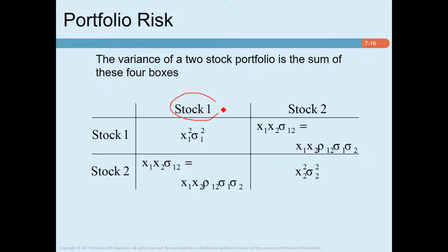Let's say we have two stocks, stock 1 and stock 2. The first component is weight square of asset 1 and variance of asset 1. You know, the weight means the proportion of your investment in asset 1. The fourth component is weight square of asset 2 and variance of asset 2. And the third one is weight of asset 1, weight of asset 2, standard deviation of asset 1, standard deviation of asset 2, and correlation between asset 1 and asset 2. And you have the same component here.